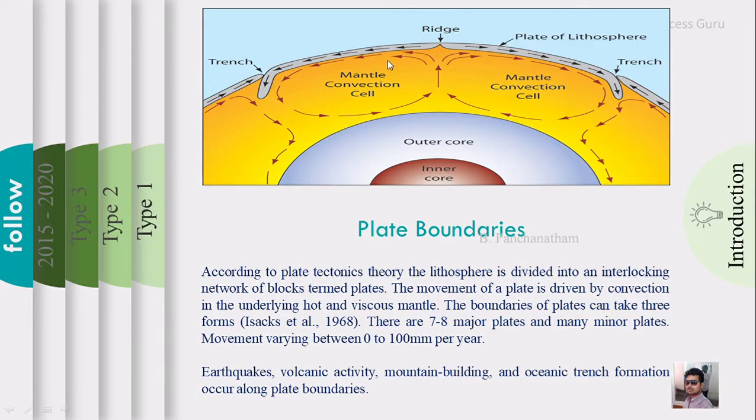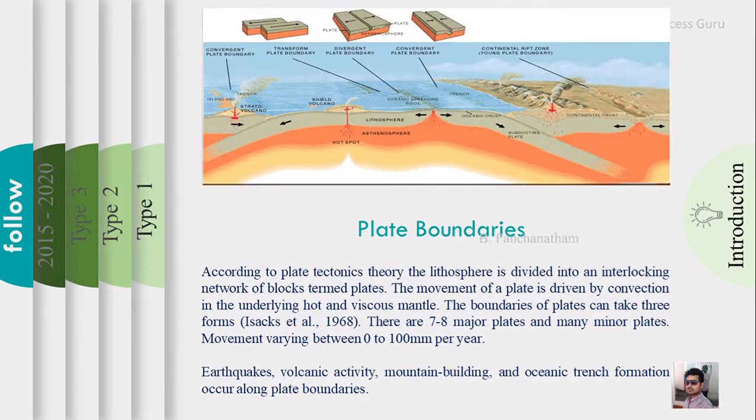When this convection acts away from each other, there will be a divergent boundary that we call a ridge. When this convection acts towards each other, there will be a trench. And the boundaries of plates take three forms. So these are the three forms.